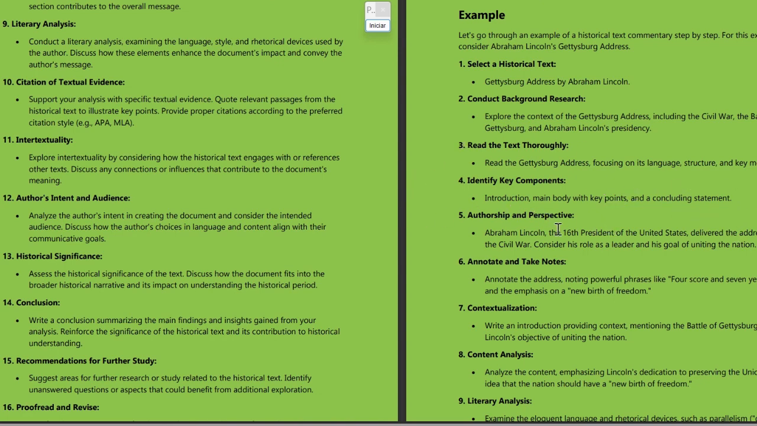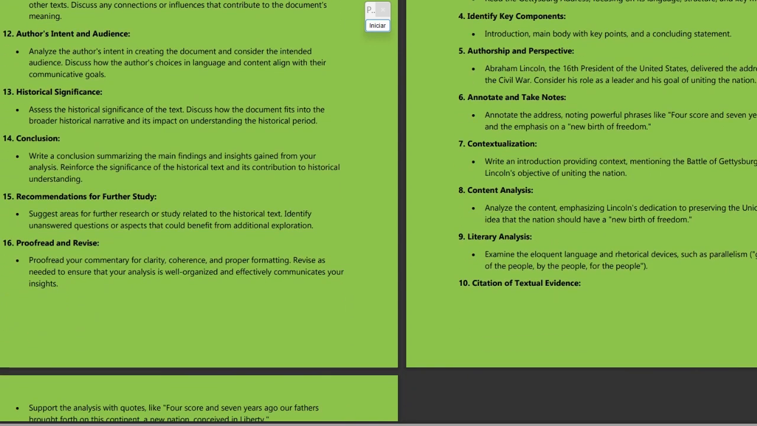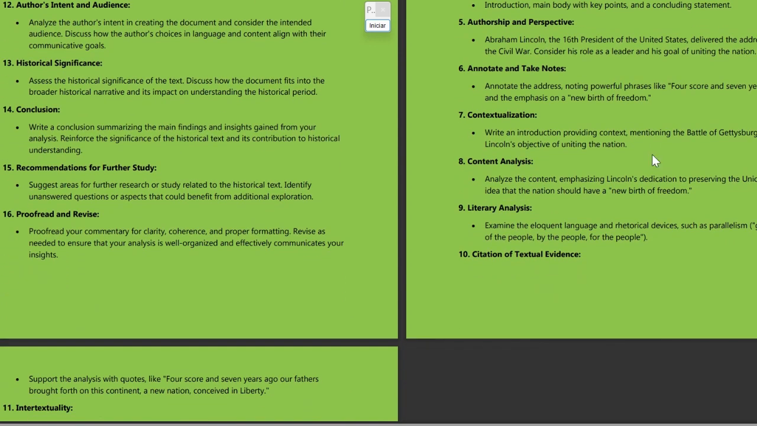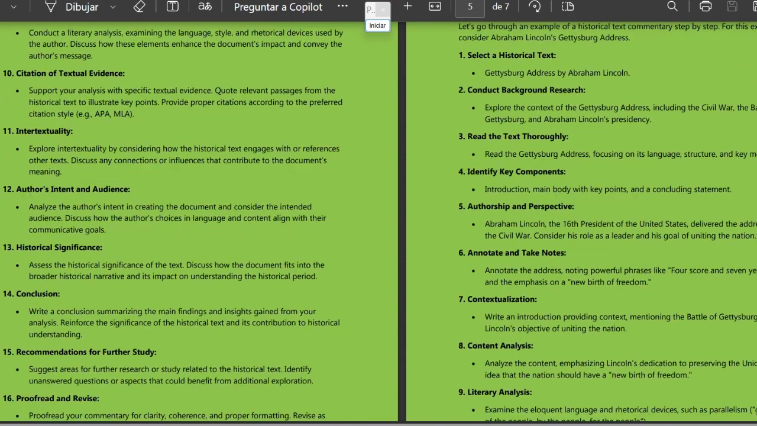Authorship and perspective. Abraham Lincoln, the 16th President of the United States, delivered the address during the Civil War. Consider his role as a leader and his goal of uniting the nation. Right, so we have here a very good example.